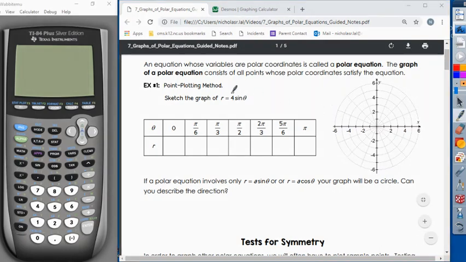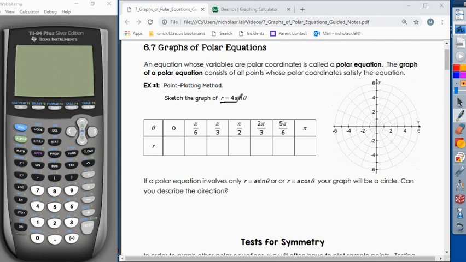And what we're essentially looking at for the equation r equals 4 sine of theta is all the points that are 4 times the sine of the angle that you face away from the center. And you're going to do that for every single angle that you can face in the circle. So let's start out when theta is 0 radians, alright?